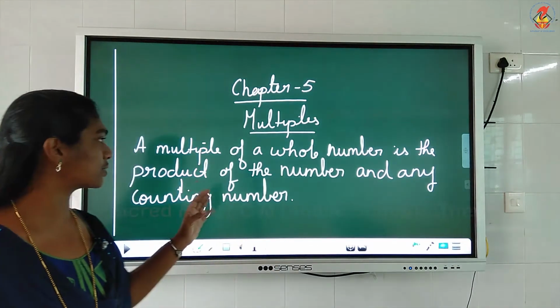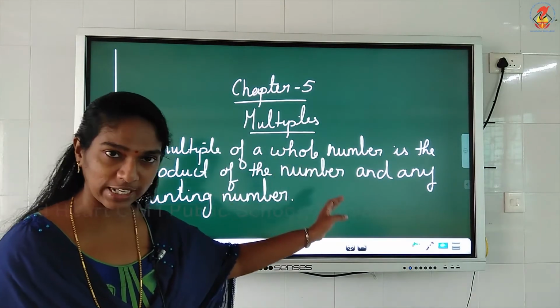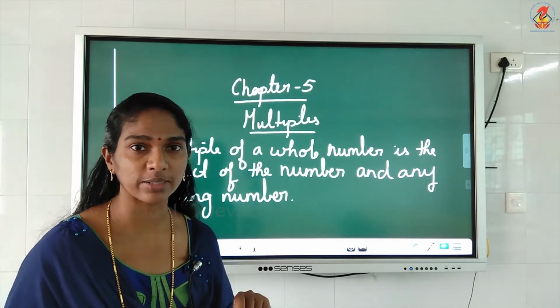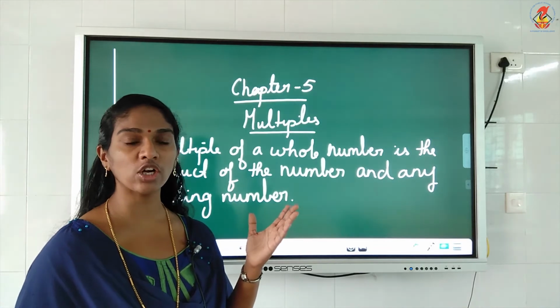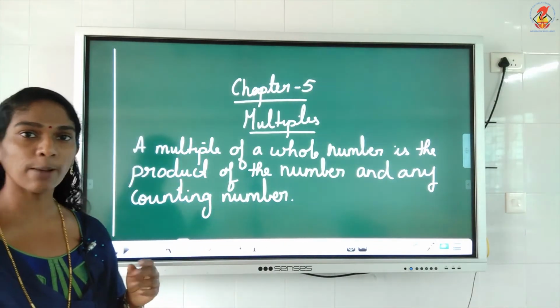Okay. So what is a multiple? A multiple of a whole number is the product of that particular number and any counting number. That is how we are getting multiples. It's very easy to find out multiples, not like factors. You just need to multiply with any number to get a multiple.